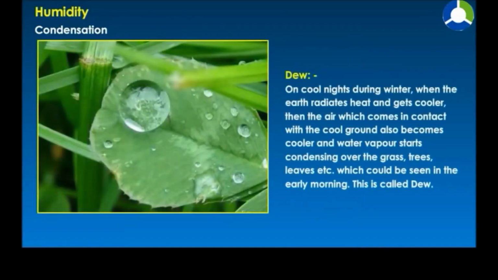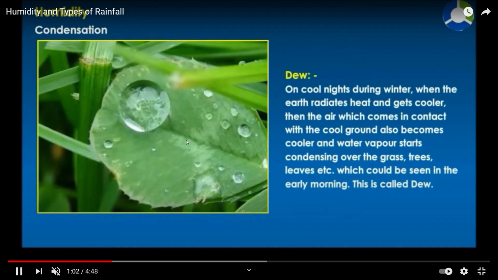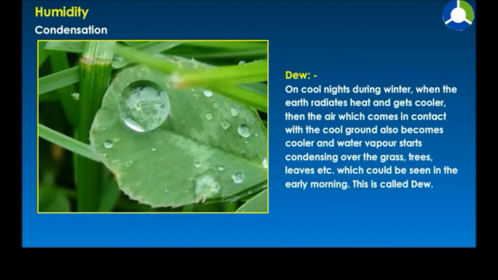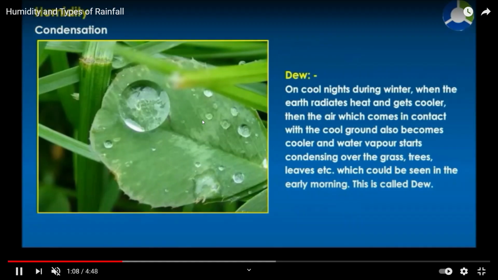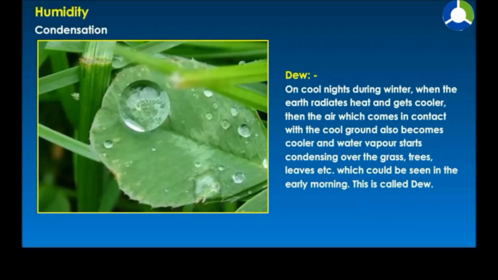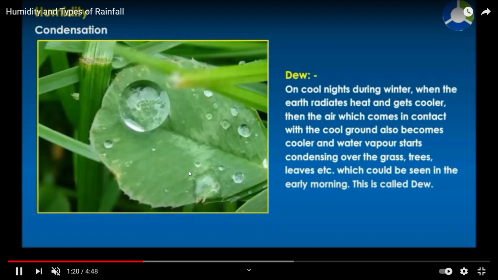The common form of condensation in the winter season can be seen in the form of dew, which happens during colder nights when water droplets get condensed on anything which is kept outside. Even if you keep your books or geometry box outside, you'll see in the morning dewdrops starting to collect on them. So that is also a type of condensation.